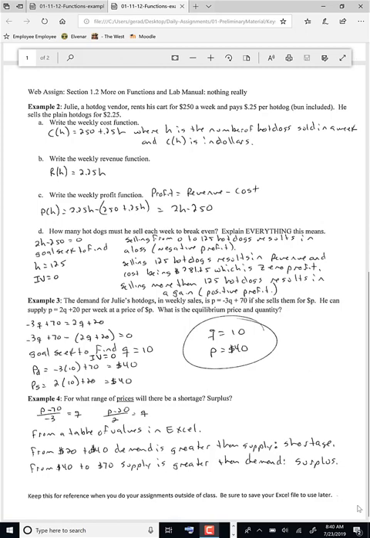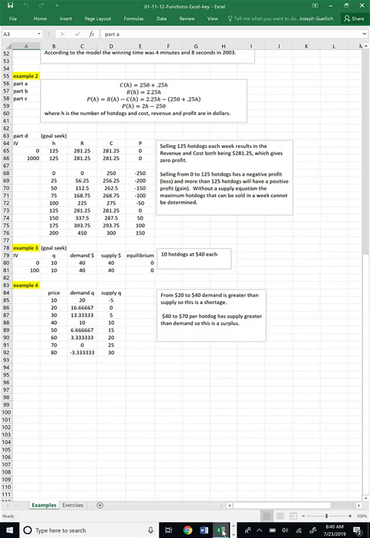Part D is where we have a lot more work, and we'll look at Excel for that. It's a goal seek question. Break even means when the profit equals 0. So I take the profit equation, I set it equal to 0, and let's go to goal seek in Excel and walk through that again.